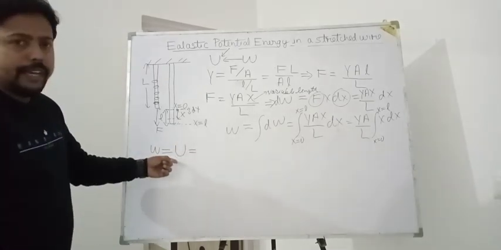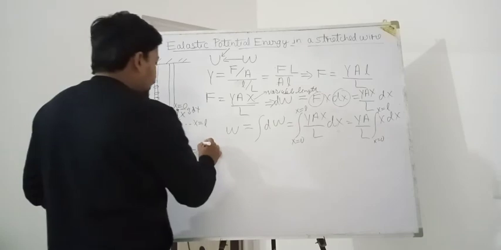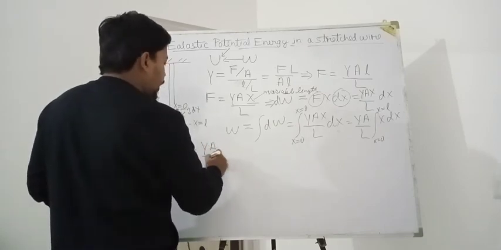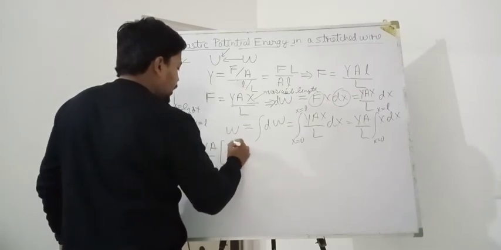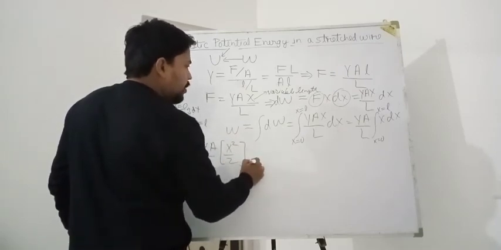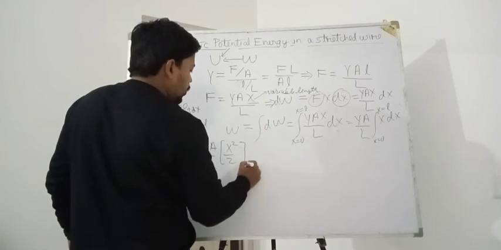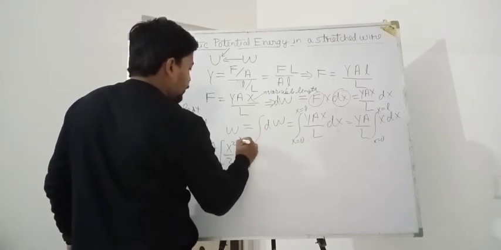So from here we get the work, which is also equal to potential energy, because it's stored in the form of potential energy, I explained. And this we get: gamma into A upon L, integration of x dx, that means x square upon 2, and limits vary from x equals 0 to x equals L.